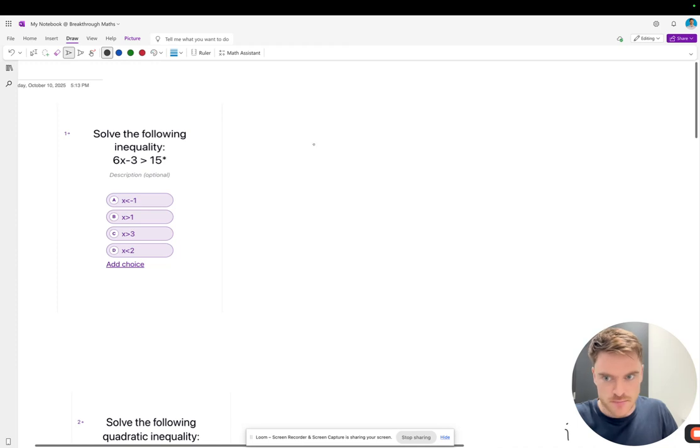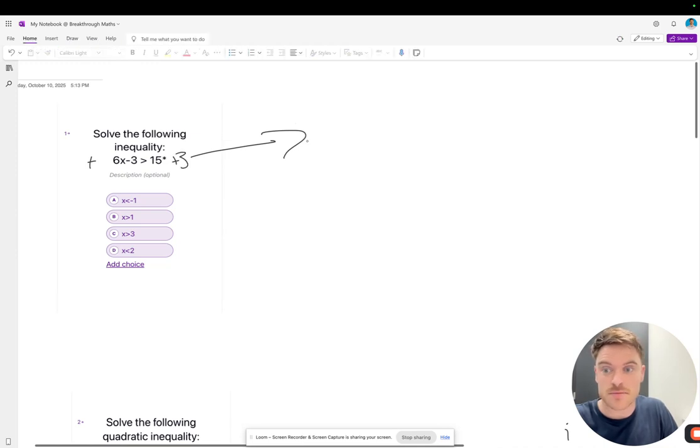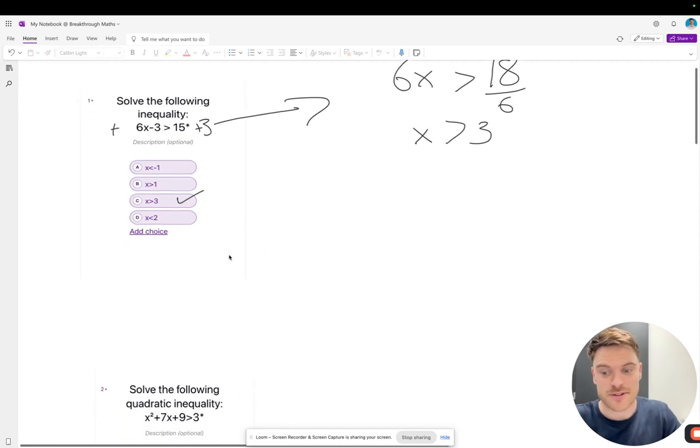Okay, so 6x plus 3, and this is actually like a unit one, guys. You just add 3 to both sides. Sorry to break it to you, but that's how you get rid of the 3. So it ends up being 6x is greater than 18, and so x is greater than 18 divided by 6, which is 3. Done. That was the easiest question.